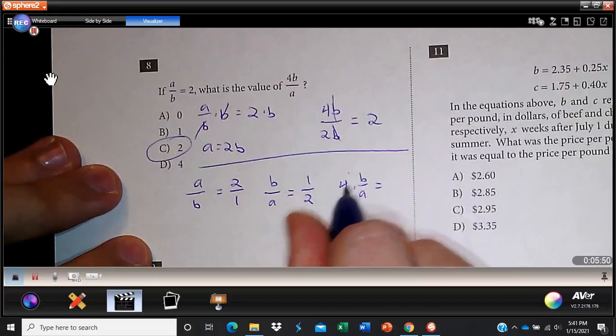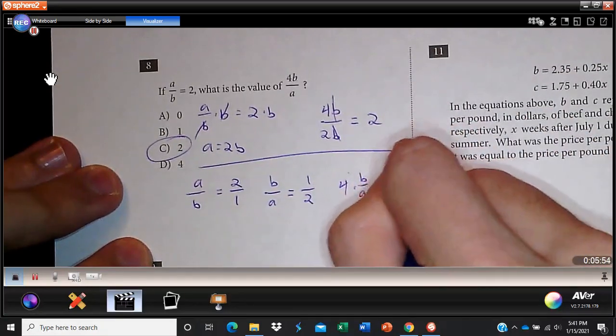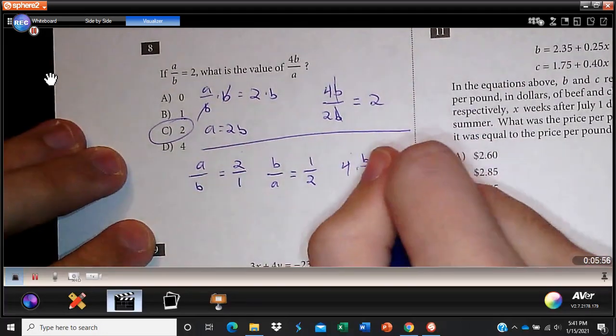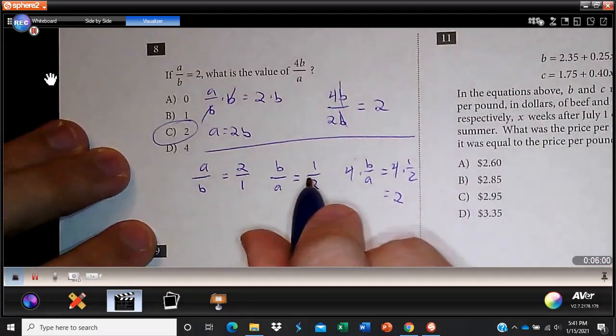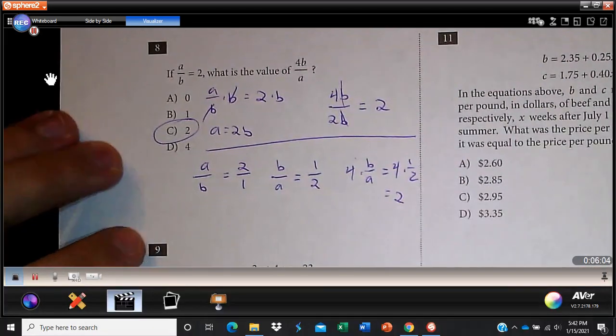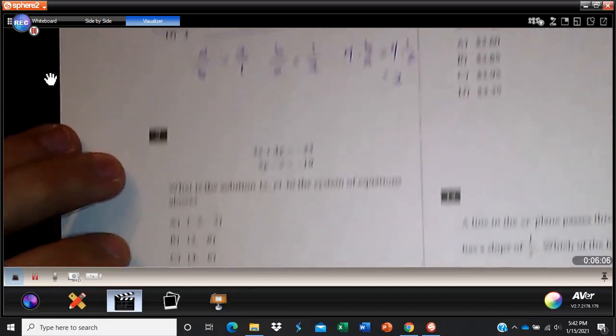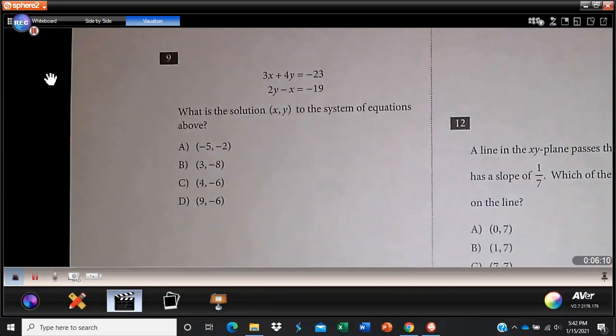And so we have 4 times b over a is 1/2, so 4 times 1/2 is just 2. So we get the same thing. And I think that was about as difficult as the first way of doing it. But anyway, that kind of confirms for us that it's definitely 2, because we managed to solve it in 2 different ways. Okay, so number 9.